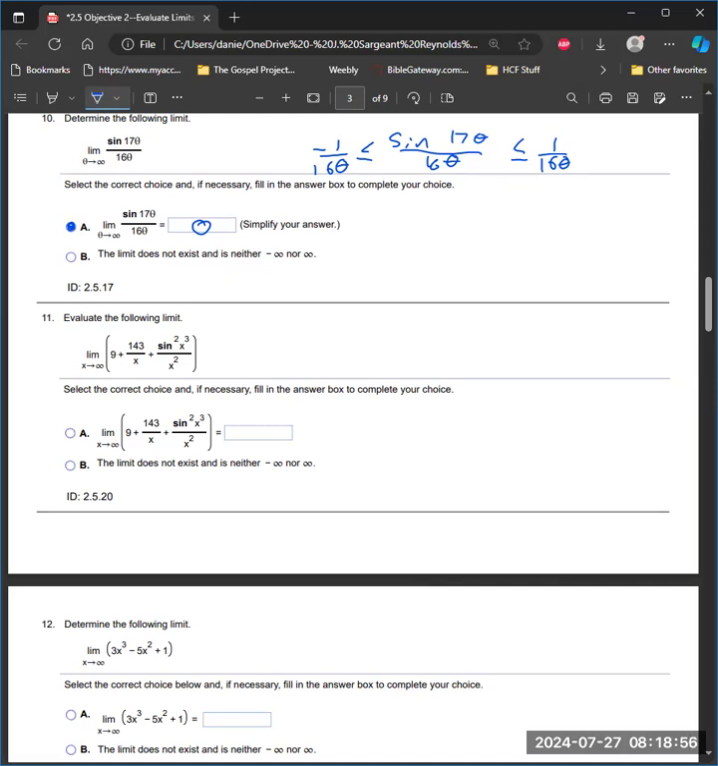Let's see what we can do with this next one. So each of these, let's look at this sine squared thing here. So this is going to be 9 plus, and that's going to go to 0. And then we have plus this limit.